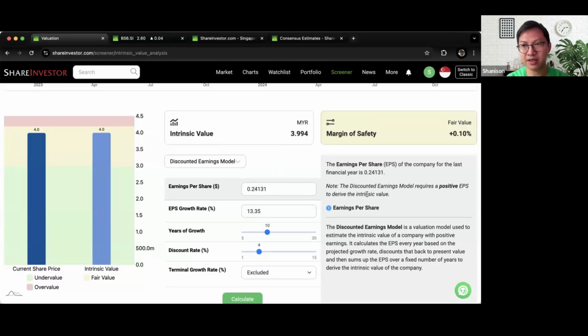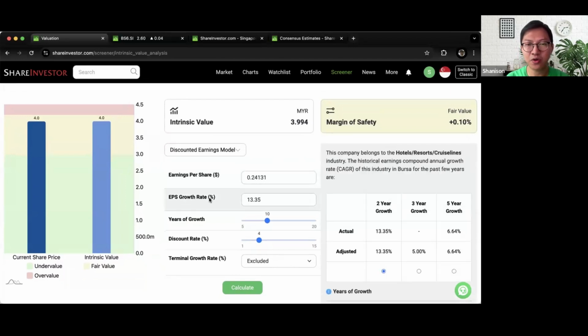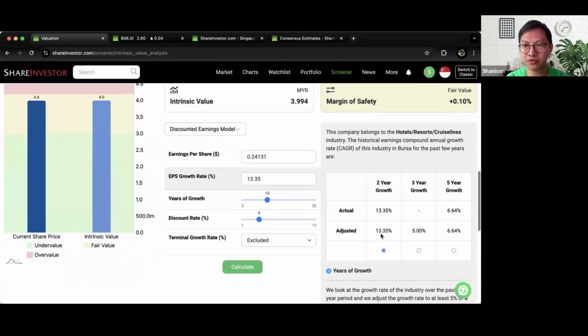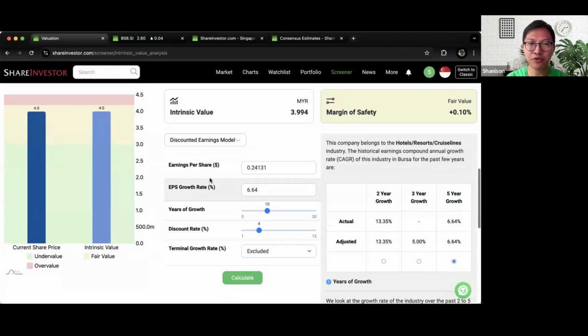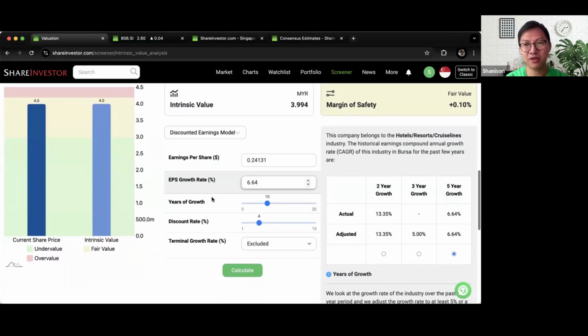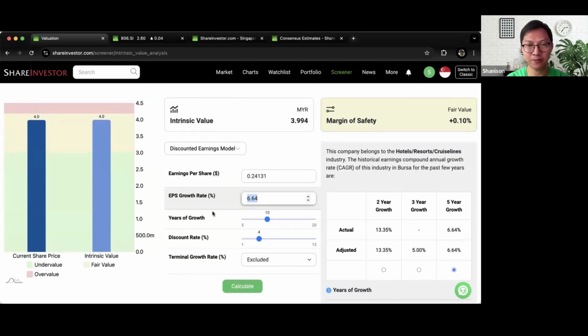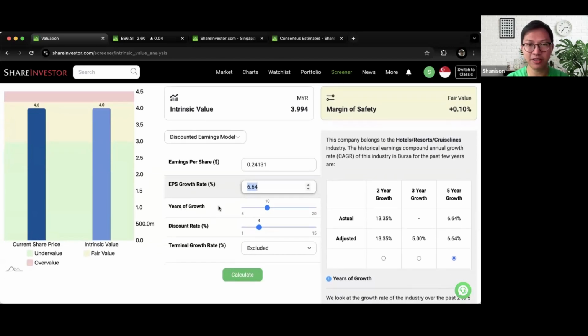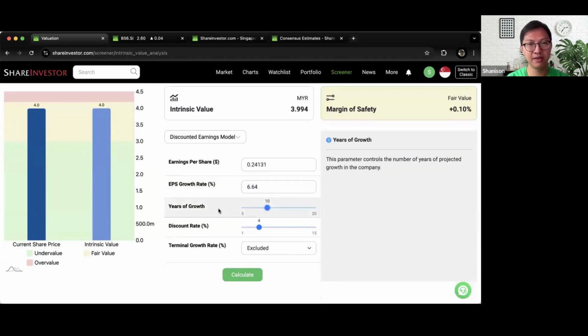That's why we put the numbers here, EPS growth rate, right? So based on industry average for the 2 years or 3 years or 5 years, this is the percentage of potential growth rate. But essentially, you are projecting that in the next 10 years, the company can continue to grow based on this percentage. So it's an assumption that you make. If you think that it's not possible, you can reduce the EPS growth to calculate the potential intrinsic value. Same thing for the years of growth as well. You are assuming that it can continue to grow in the next 10 years or 15 years.